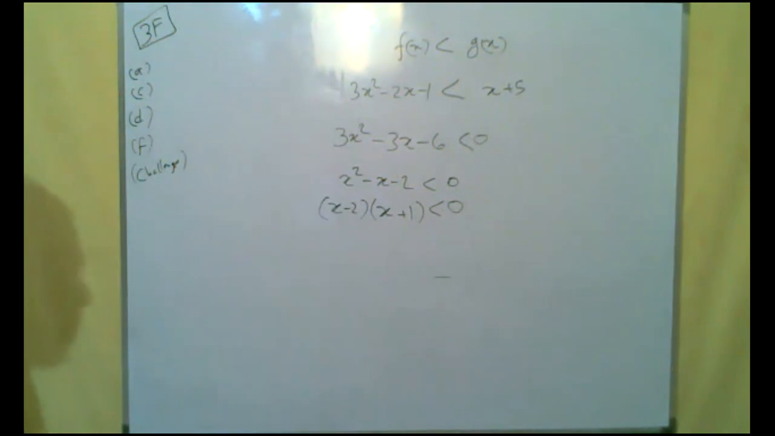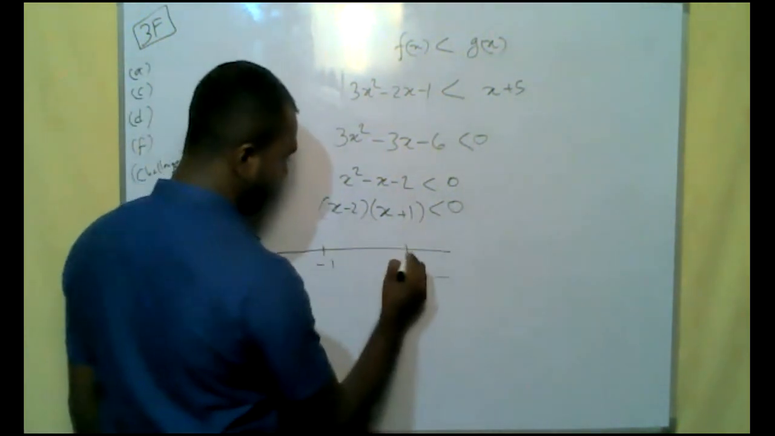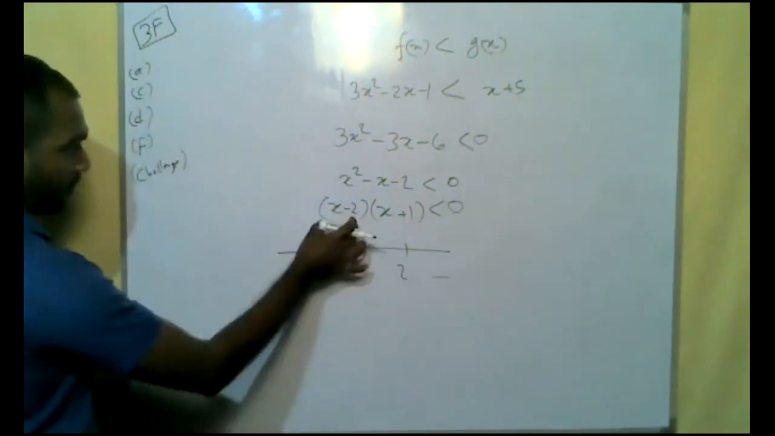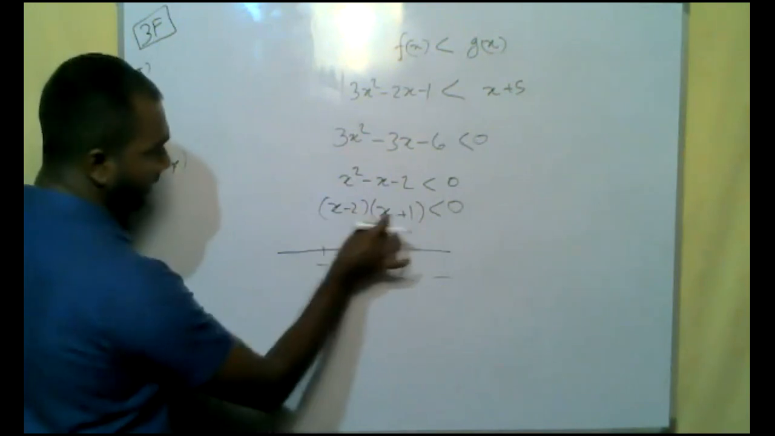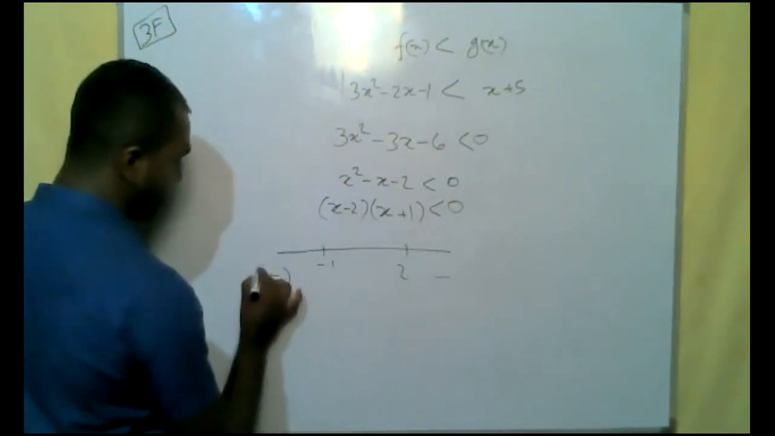So now what are our factors? It's minus 1 and 2. If we think of a number below minus 1 like minus 5, this is negative, this is negative. So negative into negative, it will be positive.